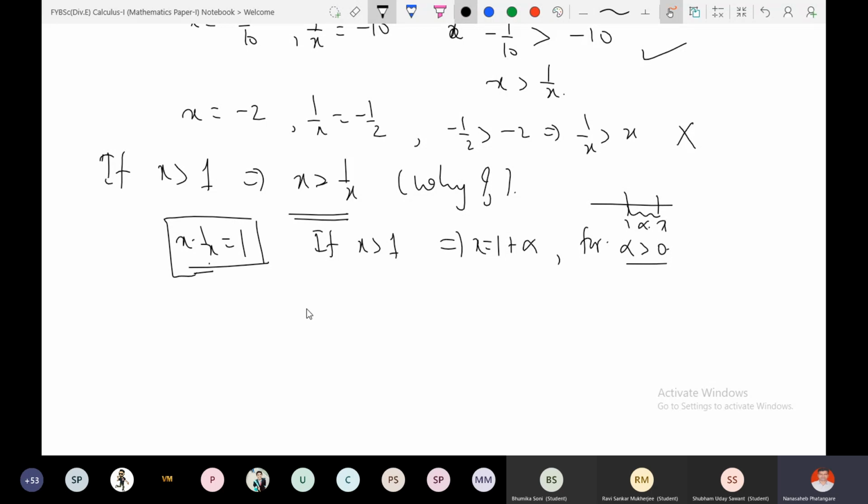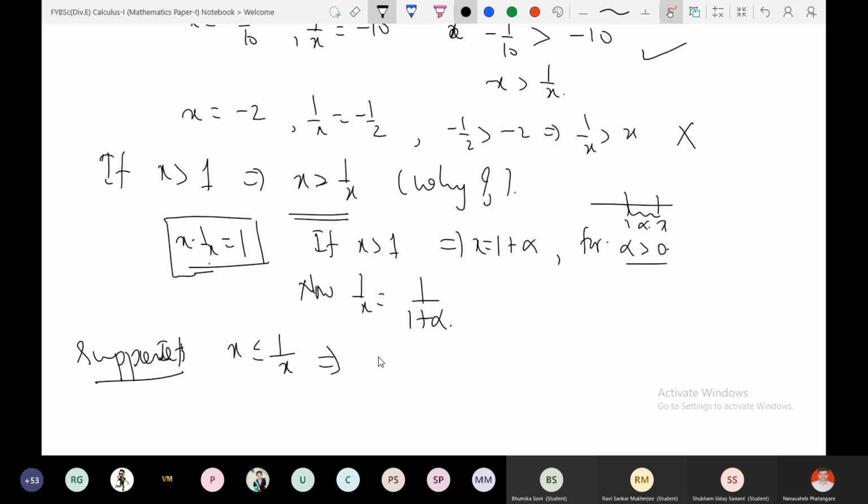Now, what is 1 by x? 1 by x is 1 upon 1 plus alpha. So if x is less than or equal to 1 upon x, on the contrary, suppose this is not the case, that x is not greater than 1 by x, then it is less than or equal. Then what will happen? Then 1 plus alpha is less than or equal to 1 upon 1 plus alpha, and 1 plus alpha is certainly positive.